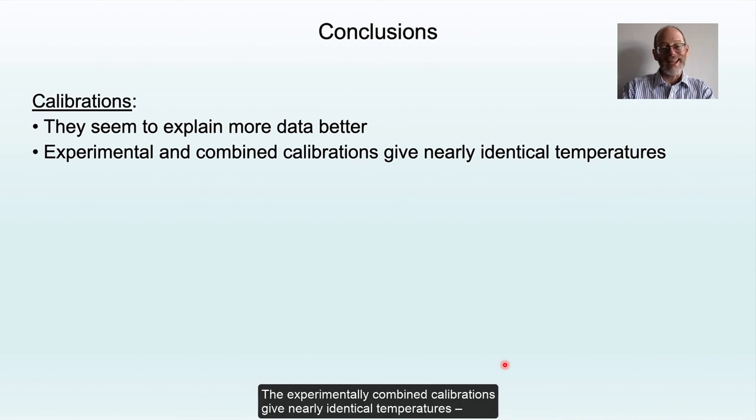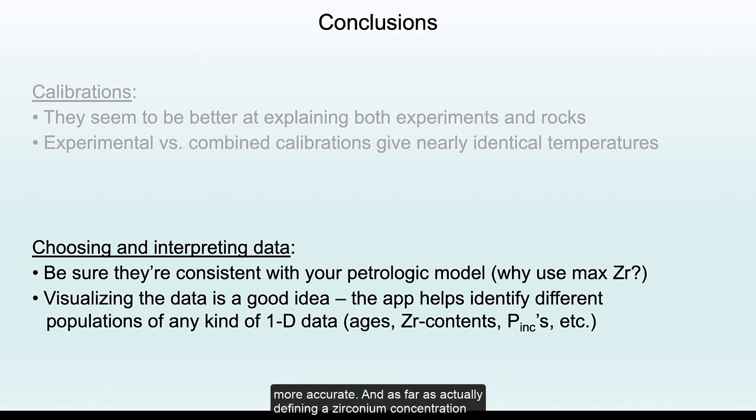The experimentally combined calibrations give nearly identical temperatures. Really, the main difference is that the combined calibration is, in my view, more accurate. And as far as actually defining a zirconium concentration to calculate your temperature from, make sure that whatever you use is consistent with your petrologic model. As we've demonstrated, it's relatively straightforward to define a maximum zirconium concentration, but defining parts of the prograde or retrograde PT path can be a bit more complicated. And I think that it's a good idea, no matter the data set, to actually visualize your data in such a way that you can identify and separate individual populations that wouldn't be obvious from petrography alone.